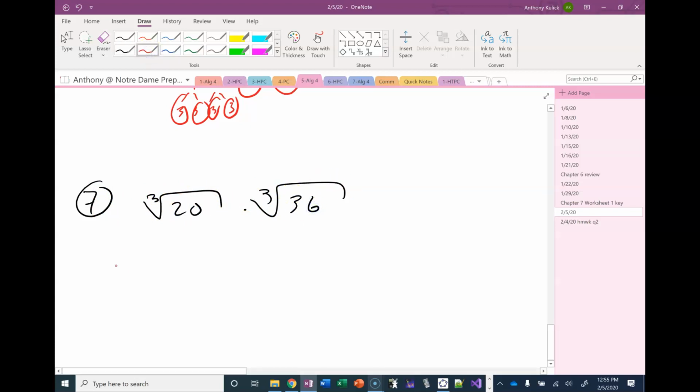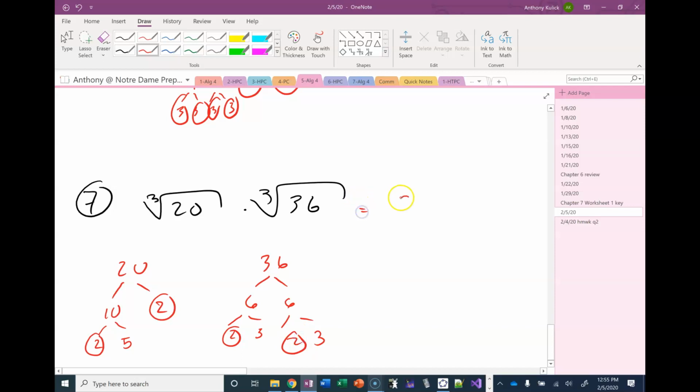Okay. So we'll start with prime factorizations. 20 is 10 and 2, you said. Then 10 is 5 and 2. Okay. 36 is 6 and 6. And 6 is 2 and 3. So let's see, I have 1, 2, 3, 4 2s. And then I have 1 5 and 2 3s.